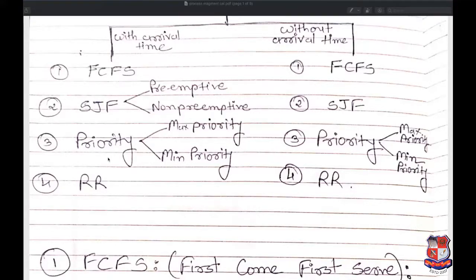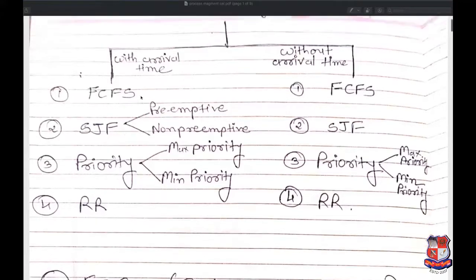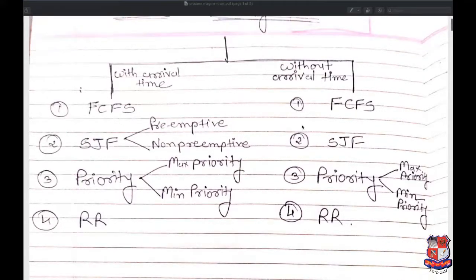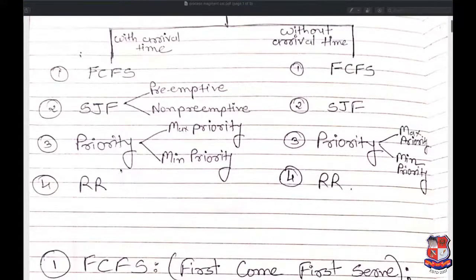Then first one is FCFS. The full form of FCFS is first come first serve. Second one is SJF. SJF means shortest job first. Third one is priority, and last one is RR. RR means round robin. And SJF is further divided into two parts. First one is preemptive and second one is non-preemptive.